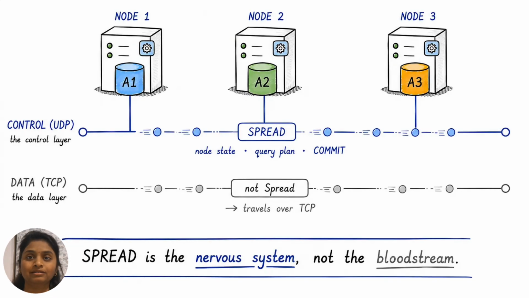Now the data layer: the actual data, the query results moving between the nodes, the rows shuffled during a join, the blocks copied during recovery, and so on. These all don't go over spread. It travels node to node over TCP, a separate, reliable, high throughput channel built for volume. Spread never touches your bulk data. So spread is the nervous system and not the bloodstream. The nervous system carries the signals: do this, do that, commit now, and so on. The bloodstream basically carries the volume.